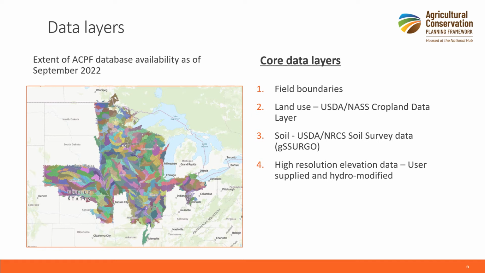The core data layers contained in the ACPF file geodatabase are a field boundary layer, a land use classification map, and a soils map.